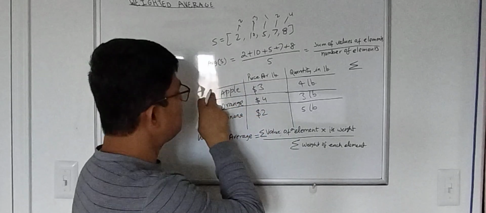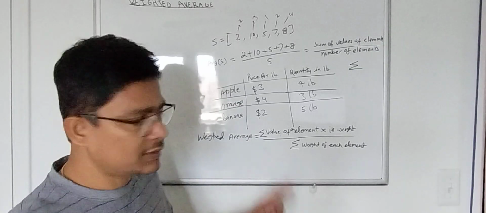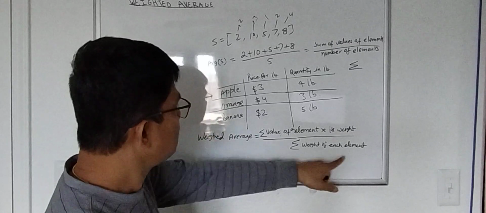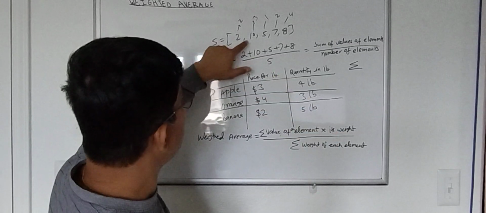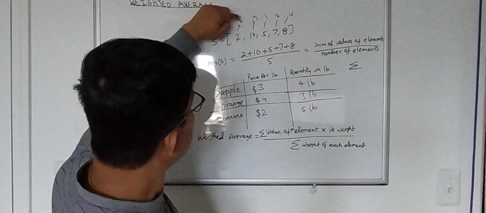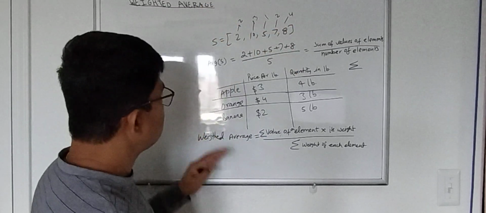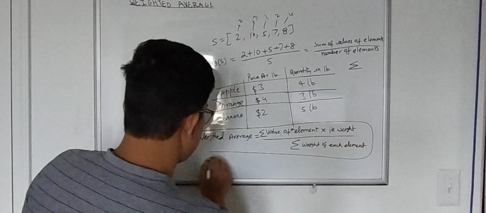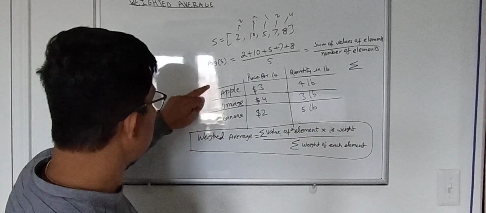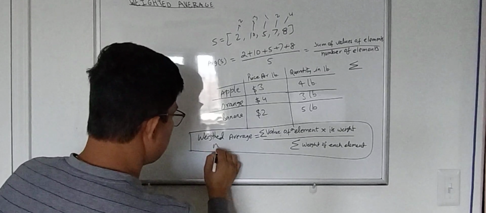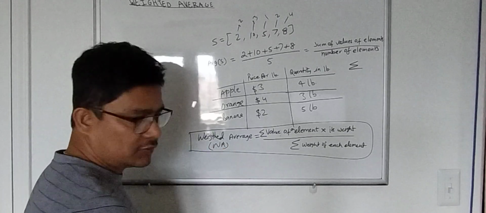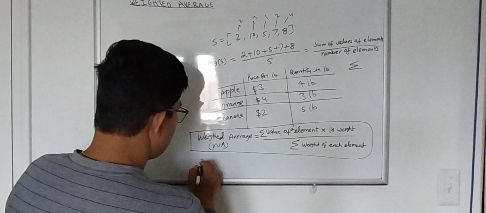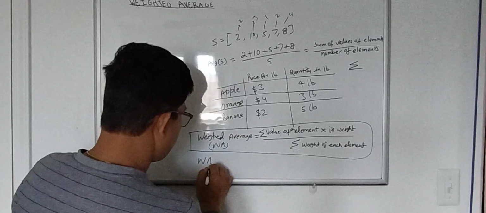Okay. Element is nothing here. Element is apple, orange, banana. Okay. In this real world example, your elements are apple, orange, and banana. And in this set, elements are 2, 10, 5, 7, 8, and their weights are 2, 3, 1, 2, 4. Okay. So this is your formula, weighted average. So now solve this example. I will call it WA. So WA for this fruit example.